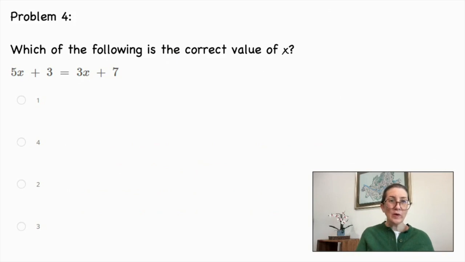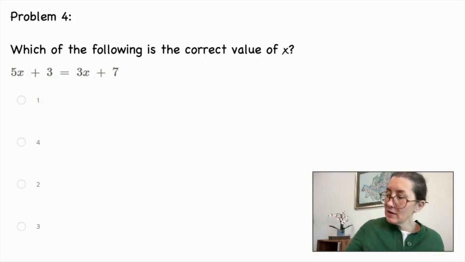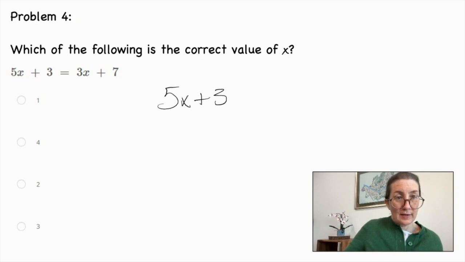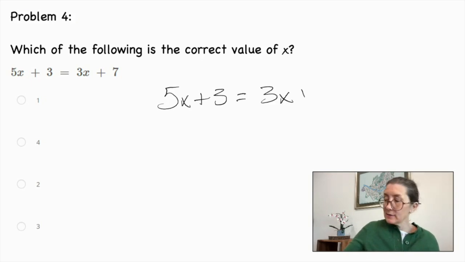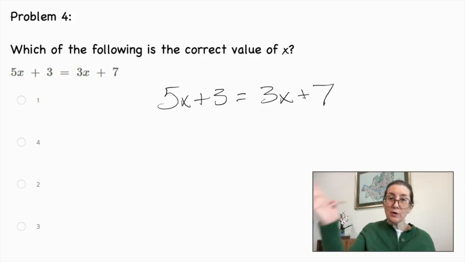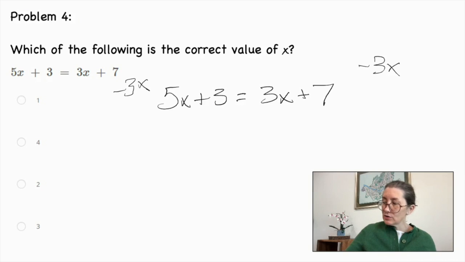Problem number 4. Which of the following is the correct value of x? So the equation we have is 5x plus 3 equals 3x plus 7. So let's write that down. 5x plus 3 is equal to 3x plus 7. So we want to put all the x's onto one side. So let's take 3x away from each side. So now we're left with 2x plus 3 equals 7.